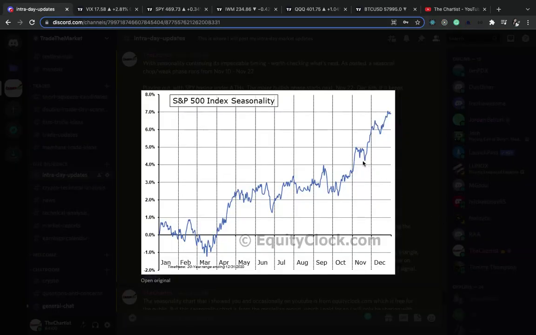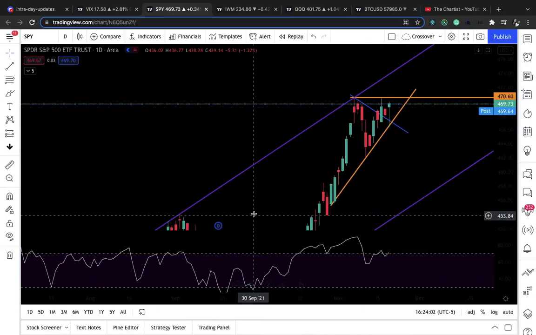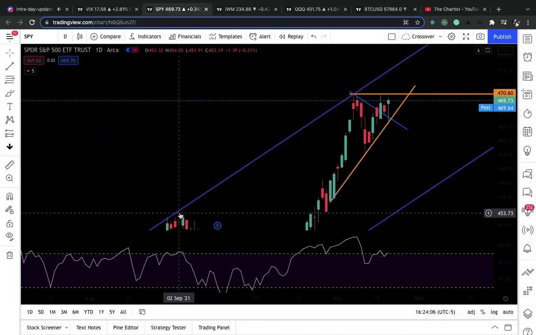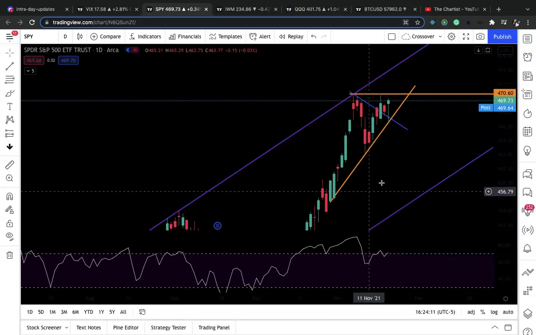Okay, even the seasonality lines up with me, because look, this was a September high. This next dip is not going to get quite to the September high. The September high was, where was September? I think it was, yeah, right here, around 454. Okay, that's right here, the September high. So SPY should not drop as low as the September high, but it's going to get close.